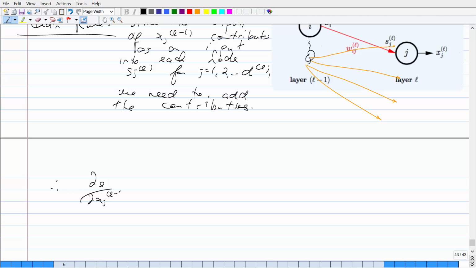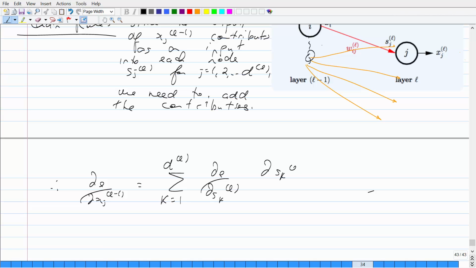It looks like I'll do an example next class. It looks like I don't have time today. So what I need to do now is add up all the contributions that this node sends to all the other neurons in the next layer. Okay, and this is just application of chain rule. Okay, alrighty. So let's see here.